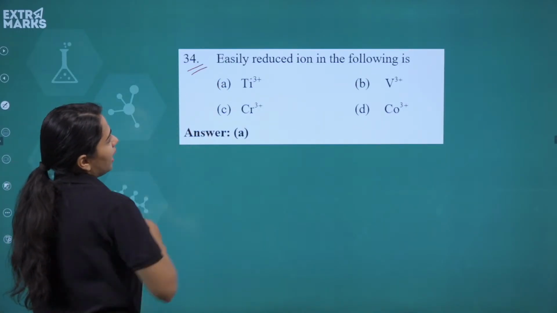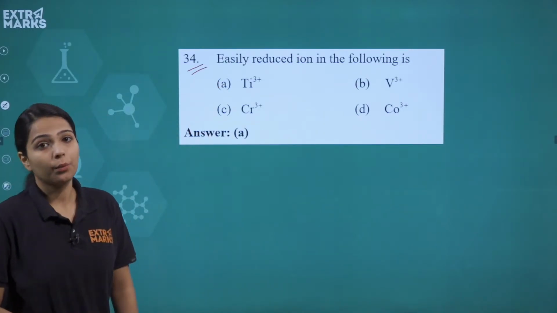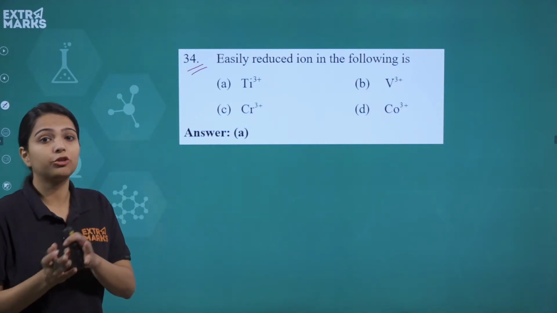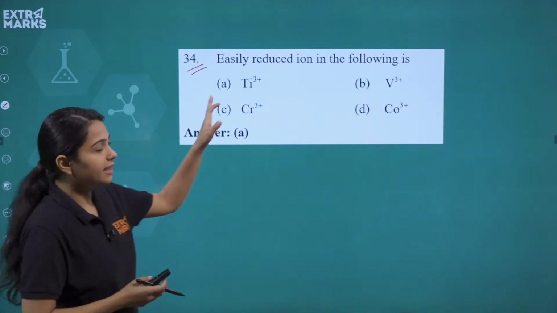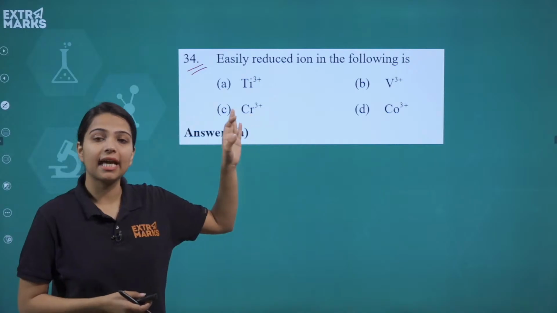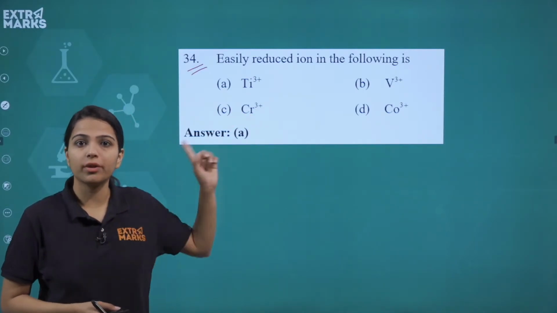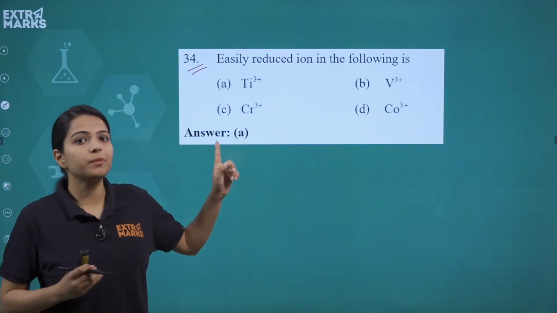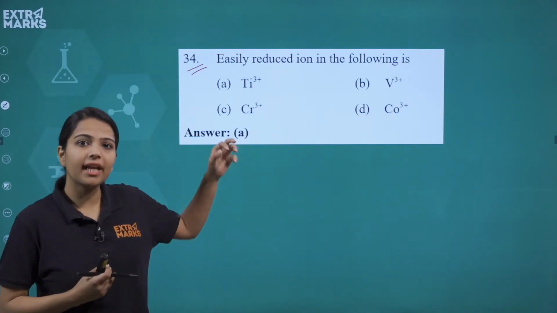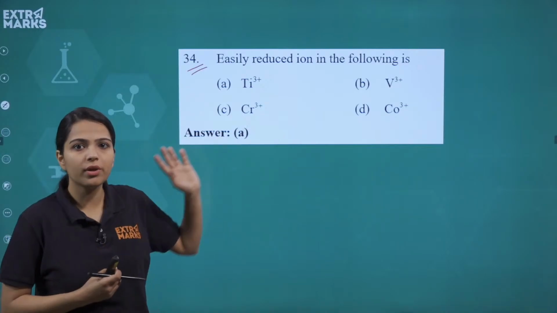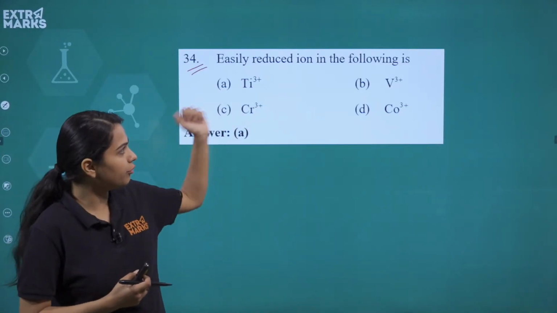Next question, 34. Easily reduced ion in the following is which one? Now you have to check out the electronic configurations here. Now titanium in +3 oxidation state is having 1 electron in the s orbital, 4s1. Easily reduced means that it can easily take up 1 electron and stabilize itself to form 4s2. Right? So it can easily form 4s2.